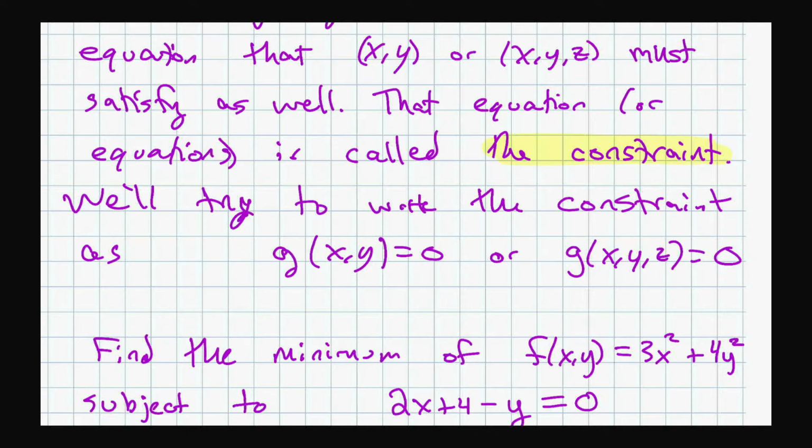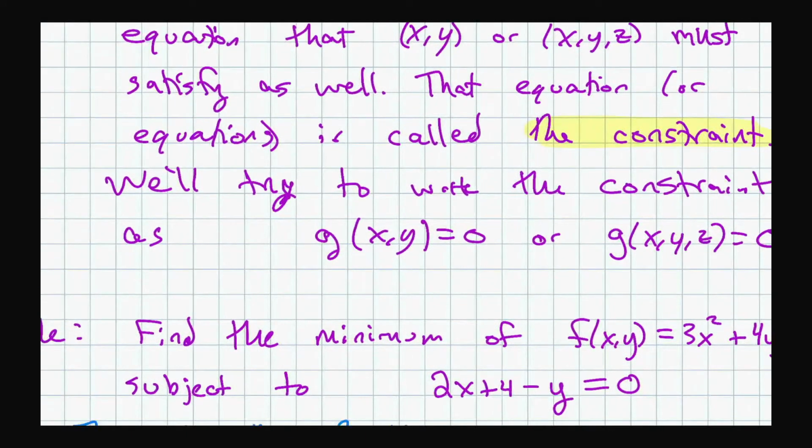Let me see here. So we don't need to write it, but you could say like x plus y equals 0. That's a constraint. Or, x squared plus y squared equals 4. You'd be saying that x and y have to be on a circle, right? But you wouldn't write it this way. You would want to write it in this form. So you would just move the 4 over to the other side and you would write it like this.